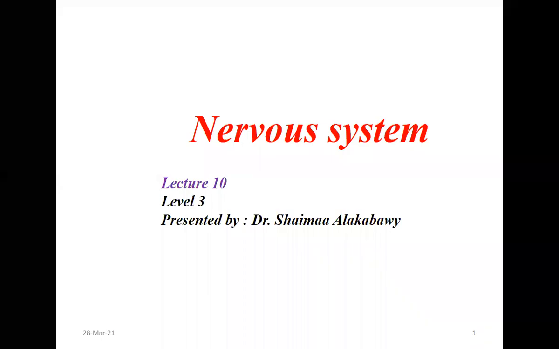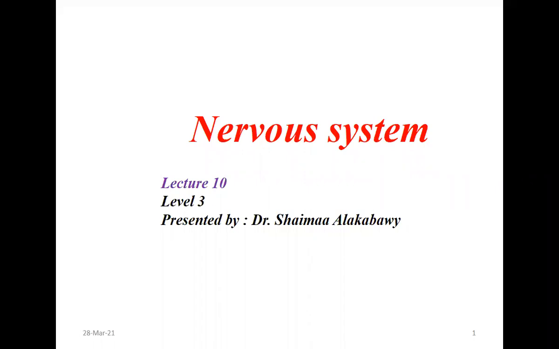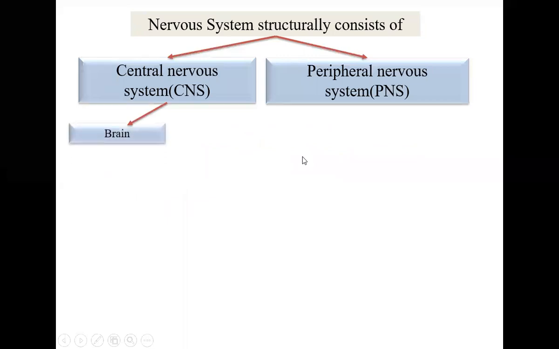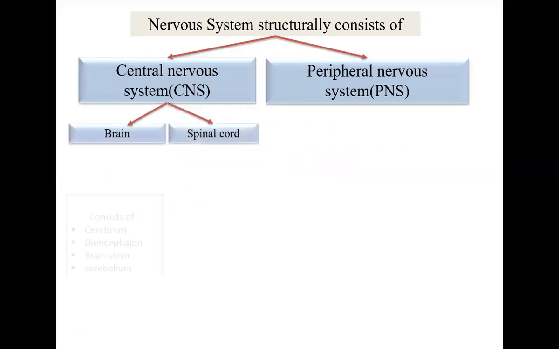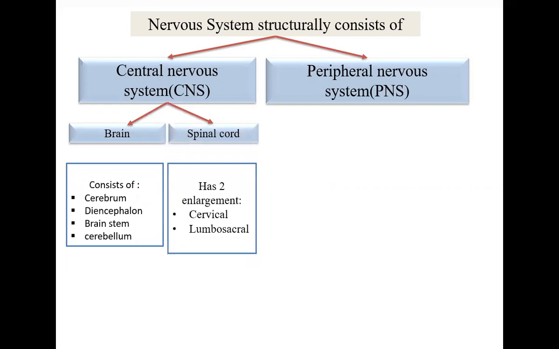Okay, so today we'll cover a very important topic, that is the nervous system. If you see, the nervous system is divided into two: the central nervous system as well as the peripheral nervous system. So the nervous system is broadly classified into two types: central and peripheral.